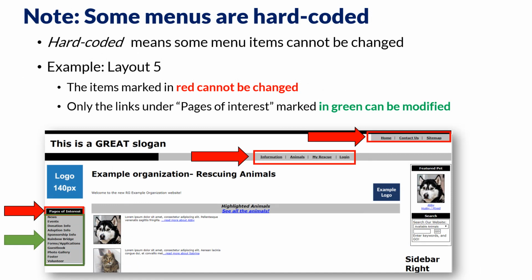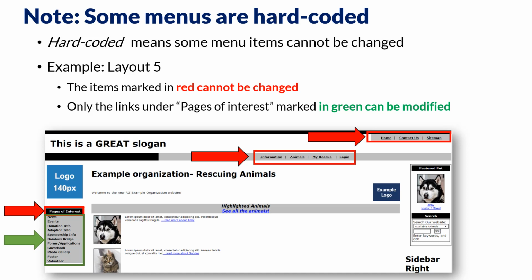Before we dive into the steps for creating a custom menu, we also need to take a moment to make sure you know that some layouts have menu items or elements that are hard-coded and cannot be changed. For example, this is layout 5. The items marked in red cannot be changed. They are hard-coded. The only items that can be changed are in the links underneath pages of interest.